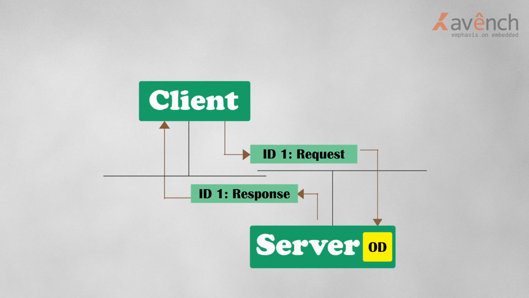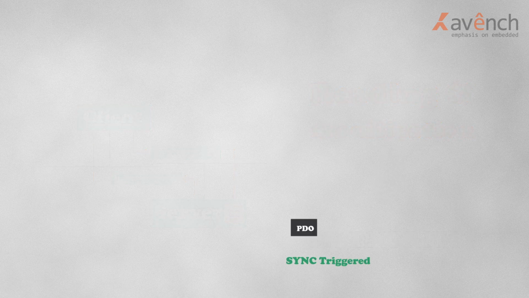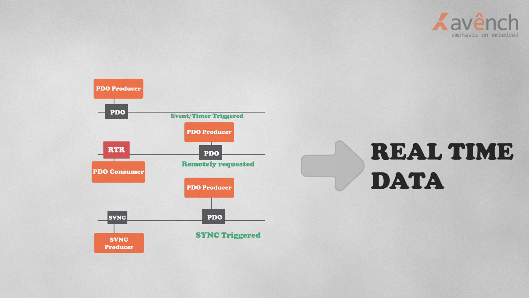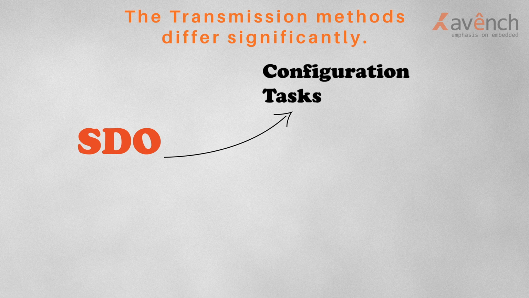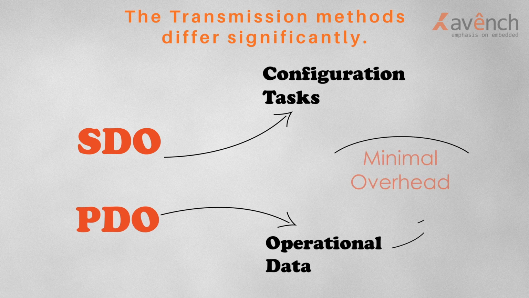The SDO service allows for the reading and modification of OD entries, while the PDO service serves to transmit real-time data efficiently. The transmission methods differ significantly, with SDOs being more suitable for configuration tasks and PDOs being preferred for operational data due to their minimal overhead.